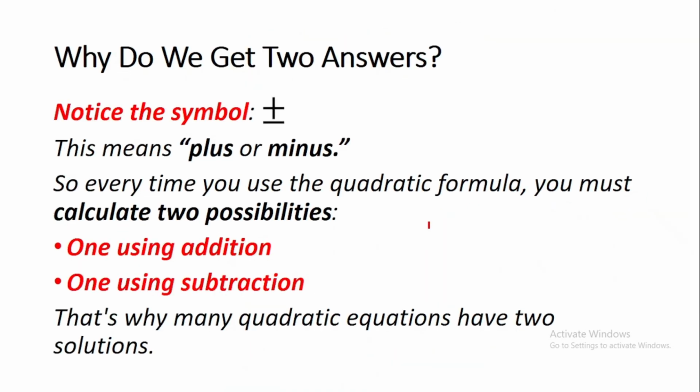Alright, so why do we get two answers? Notice the symbol, the plus or minus sign. So this means that every time you use the quadratic formula, you must calculate two possibilities, one using addition and one using subtraction. That's why many quadratic equations have two solutions.